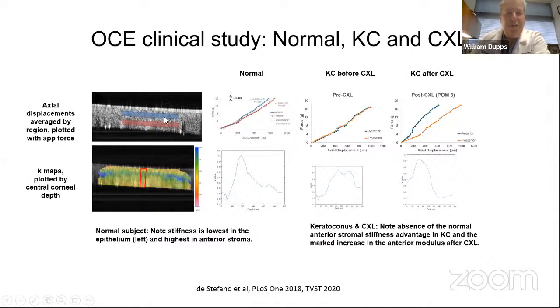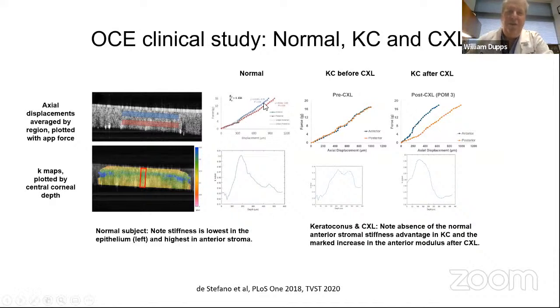If we take region by region, so we look at a ratio of the anterior stroma to the posterior stroma, it'll give us a metric that compares that depth-dependent property. And so we've used that metric to understand how things change after cross-linking or in keratoconus.